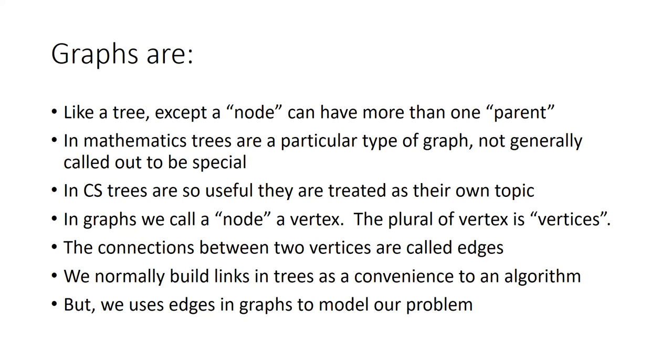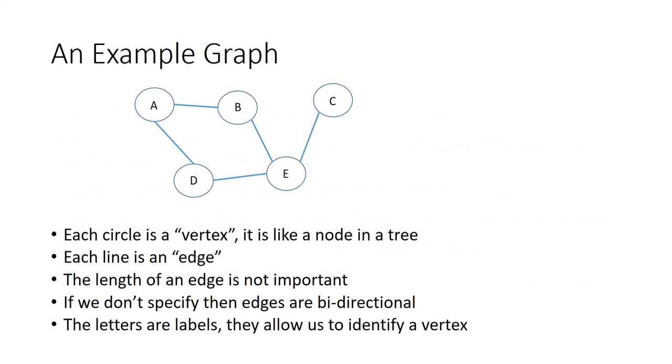Normally, we build links in trees as a convenience to the algorithm. If we want to find something, we do certain things or whatever. But in graphs, we use edges to model our problems. So the shape of the graph, where we put the links, how many links we have, and what they relate to, tends to be a model of our problem, not a model of what's easy for our algorithm to do.